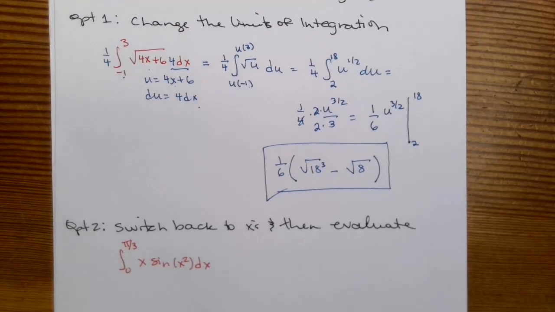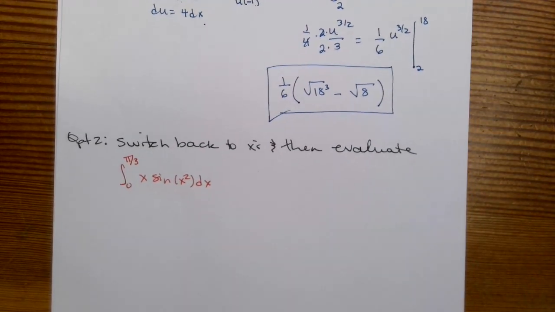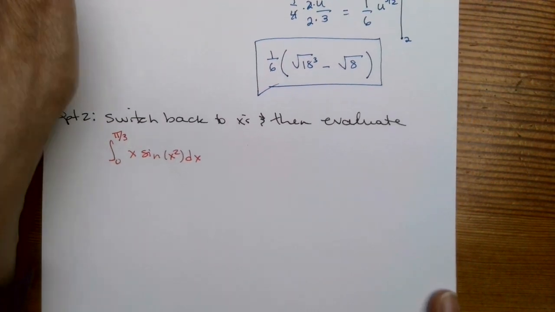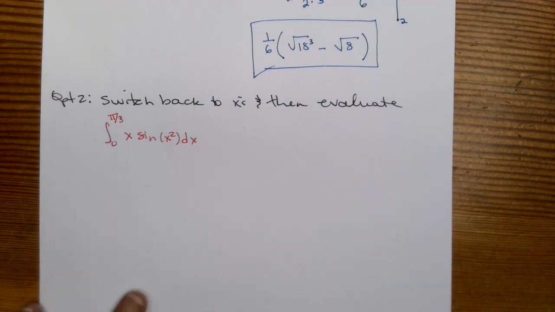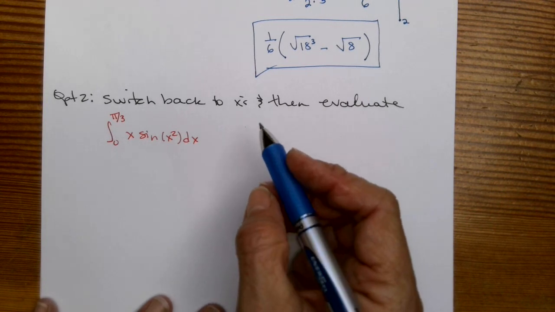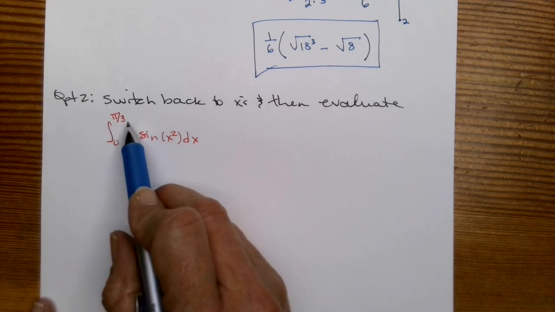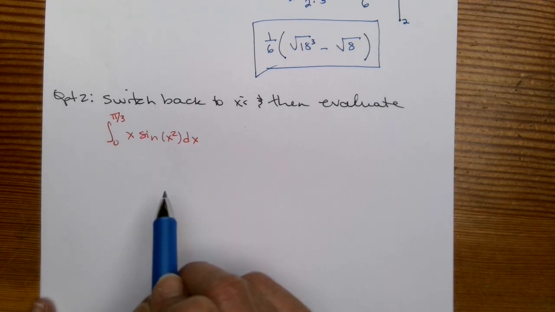Okay, now the other way that you can do these is by not changing your limits. I think some people kind of have an issue with this because I wave my hands for a second and then I get back to where we were. But it seems to work for me. So I'm integrating between 0 and pi thirds. Those are my x values. And my integrand is x times sine x squared.